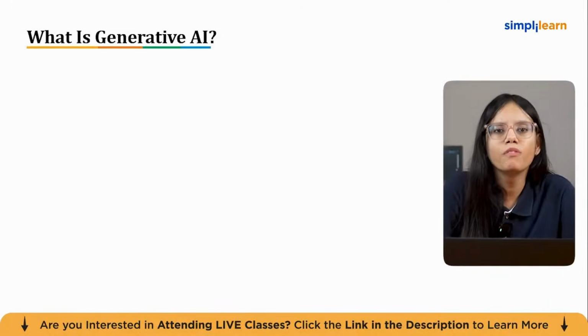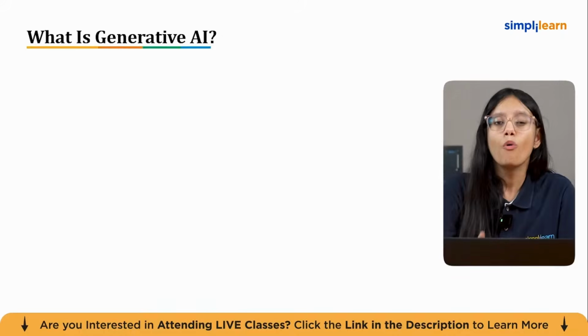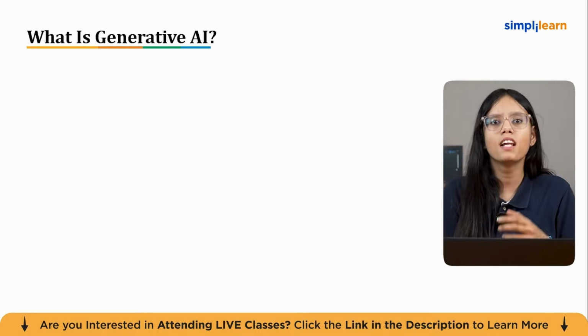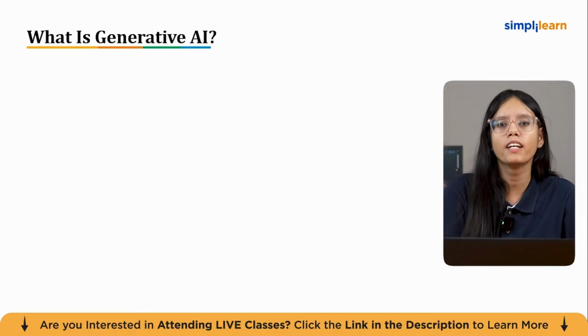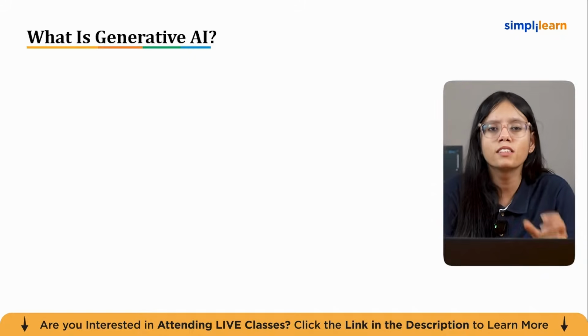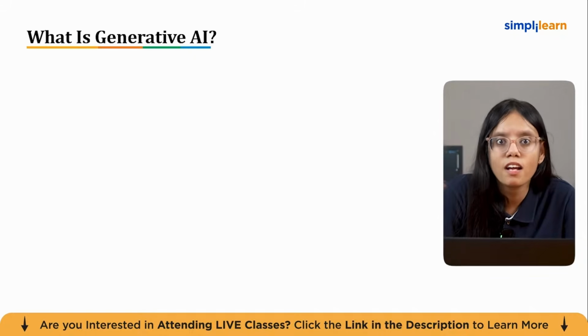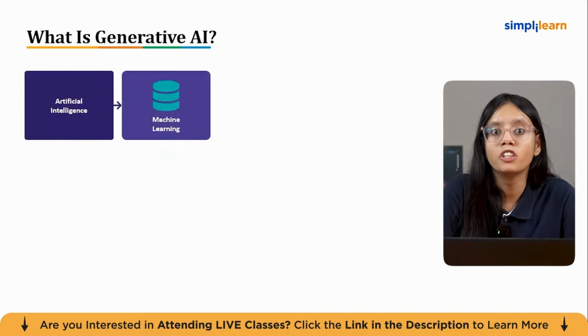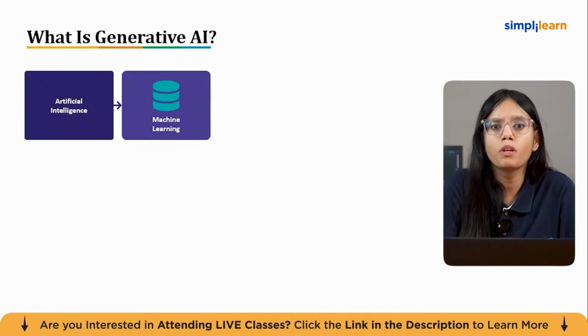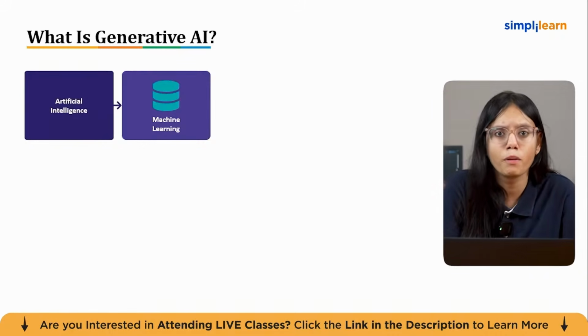So let's begin with generative AI itself. What exactly is generative AI? Artificial intelligence is the larger field concerned with creating systems capable of performing tasks that normally require some form of human intelligence. Within AI, we have machine learning. Machine learning allows systems to recognize patterns from data instead of requiring every decision to be explicitly programmed.